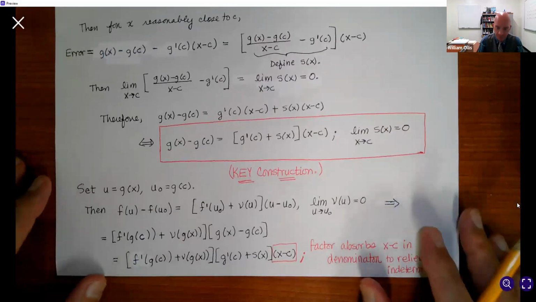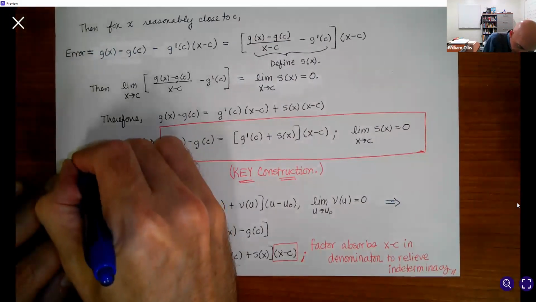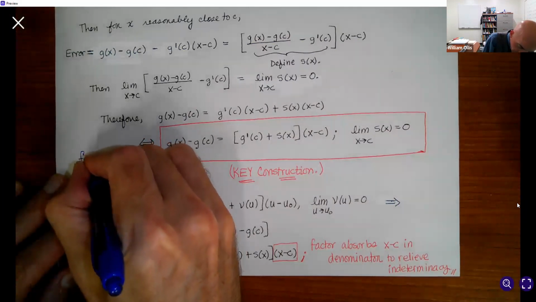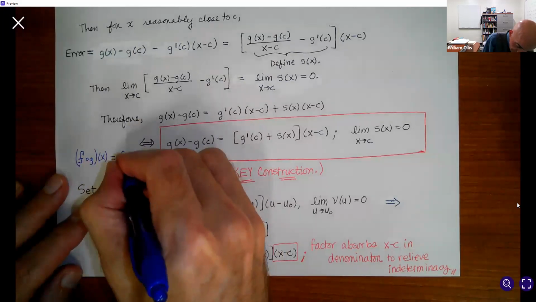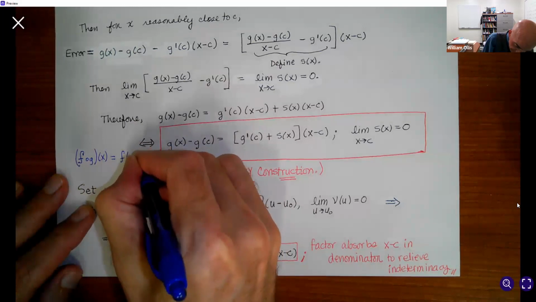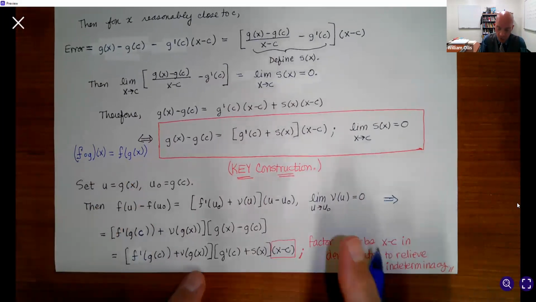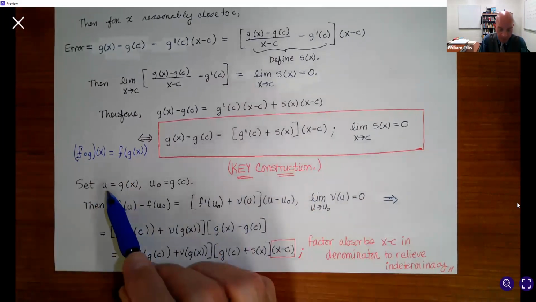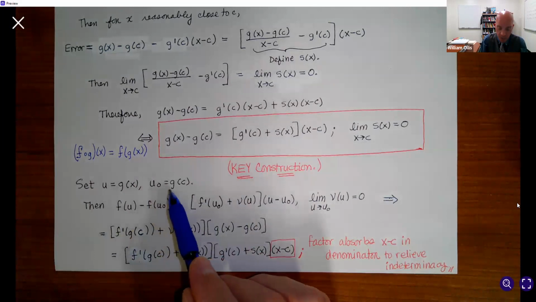Okay, so now this sets up for the chain rule. When we start thinking of compositions, if we're looking at f of g of x, the composition, the statement in the theorem would be f composed with g of x. But then, of course, the definition is just substituting g of x into f of x. So in order to do that and use this construction a second time, we can define u to be g of x, just for convenient notation, and u sub 0 to be g of c.